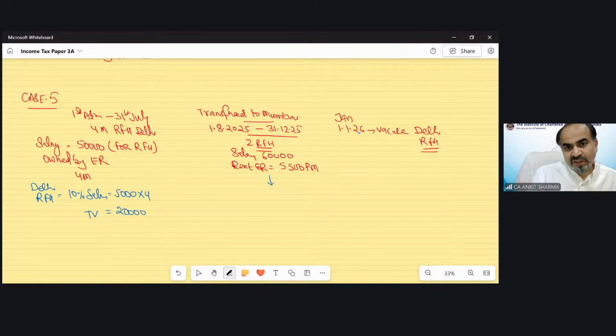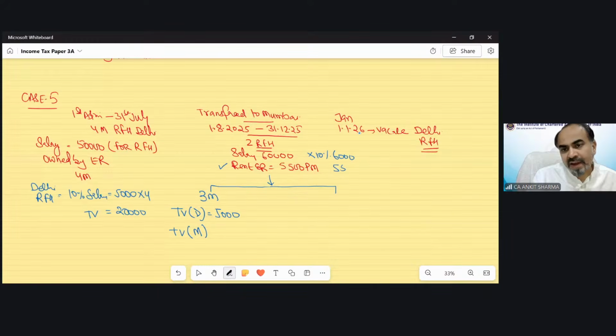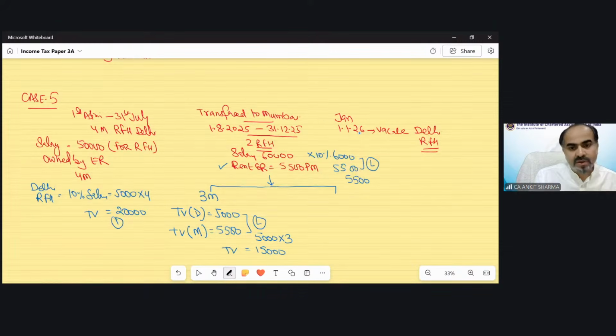Now for these 5 months, August, September, October, November, December. For 3 months, we have to find the taxable value of both. So taxable value of Delhi we have already calculated, that would be 5,000 per month. Now if we calculate the taxable value of Mumbai, and in Mumbai the property is on rent, so we will take 10% of salary, that would be 6,000, or the rent paid by the employer 5,500, whichever is lower. That means the taxable value would be 5,500 if the Mumbai property needs to be taxed. Now for the purpose of taxability, the lower can be taxed for 3 months. So the lower would be 5,000 into 3. That means for these 3 months, the taxable value would be 15,000, students. So this is first taxable value. This is second taxable value.